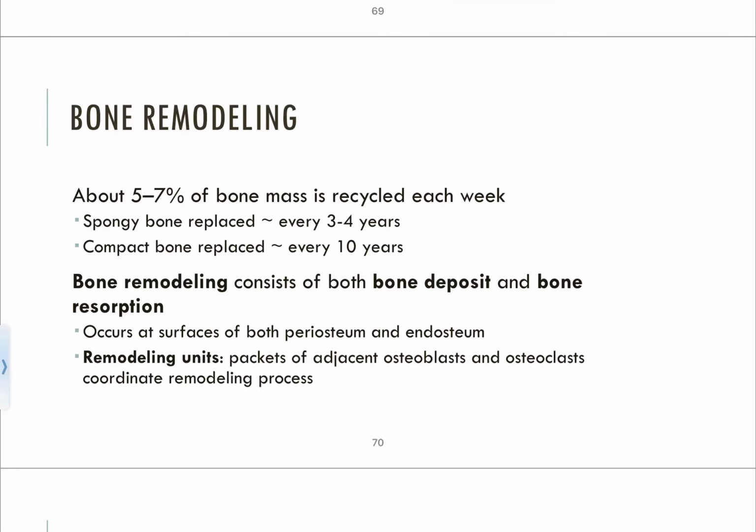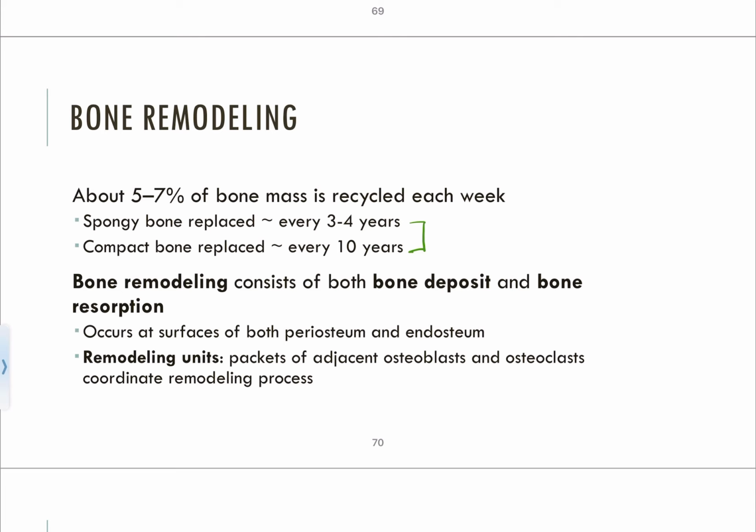Okay, so let's move on to section 6 of chapter 6, talking a little bit more about bone remodeling, so bone breakdown and bone deposition. About 5 to 7% of our bone mass is recycled every week. Our spongy bone is replaced about every 3 to 4 years, and our compact bone is replaced every 10 years. What's really astounding about these numbers is that we basically replace our entire skeleton every decade. Every 10 years we have new bone, basically.